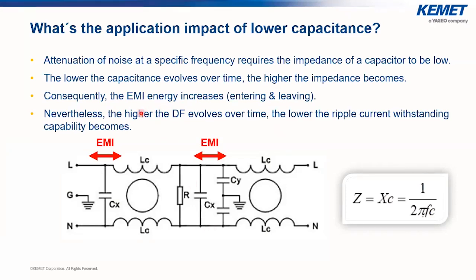Nevertheless, we have a higher dissipation factor with time. It means that the circuit can withstand less ripple current. If the filter can withstand less ripple current, it means that we will have an increase of the temperature of these capacitors. If the component temperature goes up, we will also have a decrease of the life estimation of the filter.